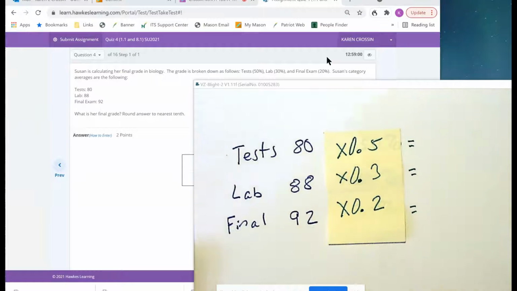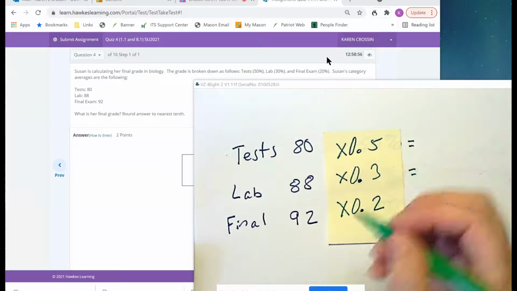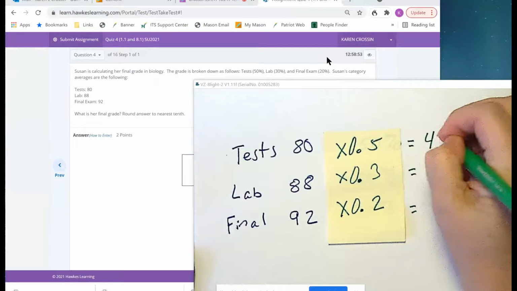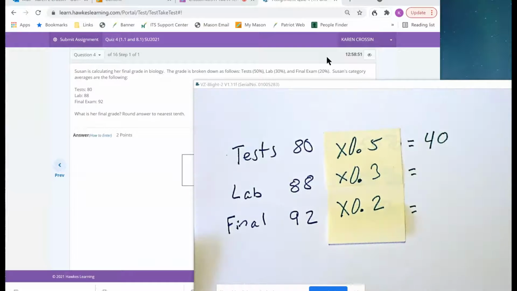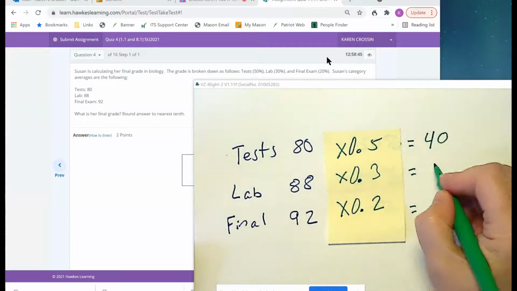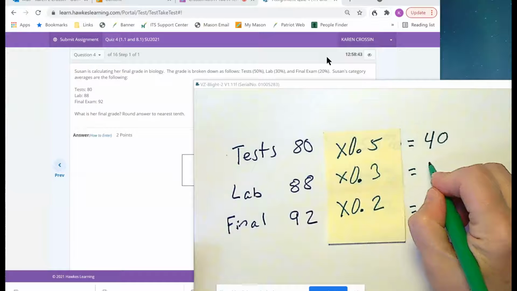Okay, so let's calculate all those. Well, 80 times 0.5 is half of 80, so that's 40, so I don't actually need a calculator for that. 88 times 0.3, did one of you guys already do that? Because I can't do that without a calculator. I mean, I can. 26.4. What'd you get? I got 26.4.